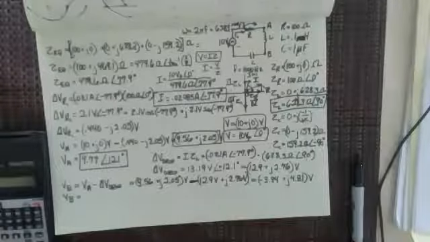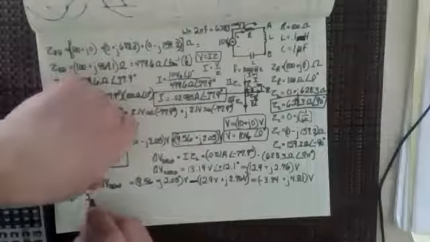So I would have 3.34 squared plus 4.81 squared equals, taken to the square root, and that gives me 5.85. 5.85 volts.